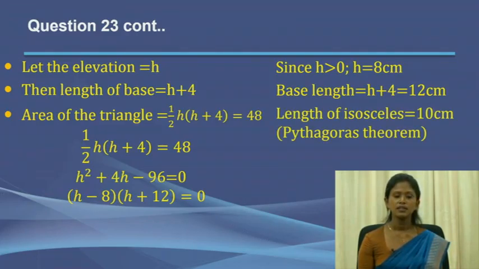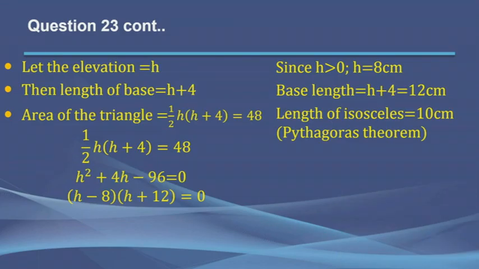Now we need to find the length of the equal side of the isosceles triangle. How are we going to find it? Here we have to use the Pythagoras theorem. Now we know that the base is 12 centimeters long and the altitude is 8 centimeters long. If we take half of the base, it will be 6 centimeters long. If we take a right angle triangle, the base is 6 and the altitude is 8. Using the Pythagoras theorem, we find that the length of the equal side is 10 centimeters.